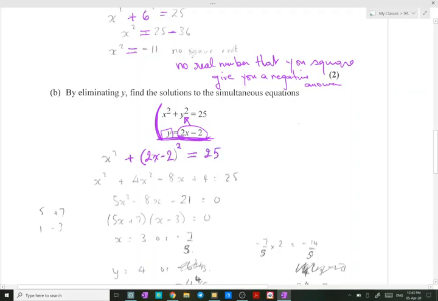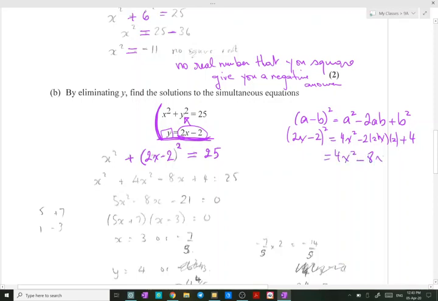Let me remind you about the identity a minus b squared. It's equal to a squared minus 2ab plus b squared. So I have 2x minus 2 here squared, which is equal to square the first minus 2 times the first times the second plus square the second. So it's 4x squared minus 8x plus 4, where you replace it here, it's equal to 25.